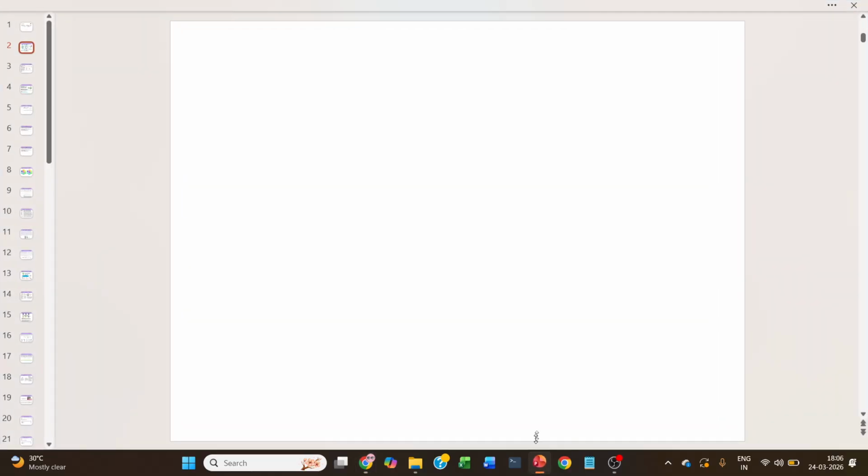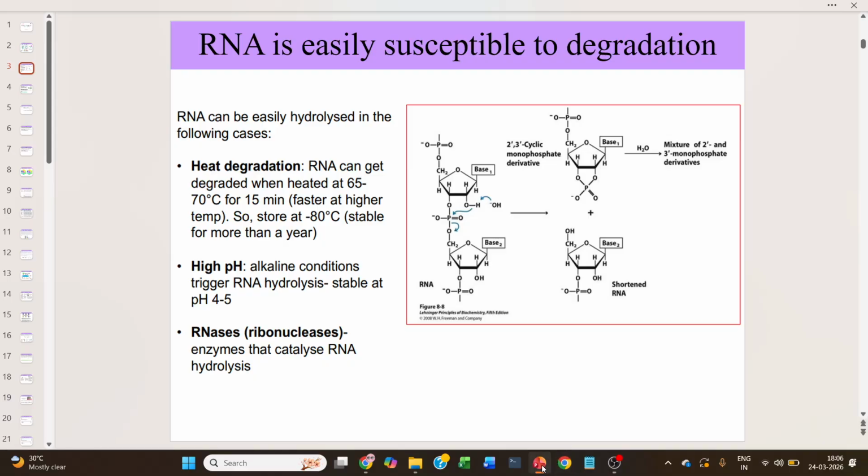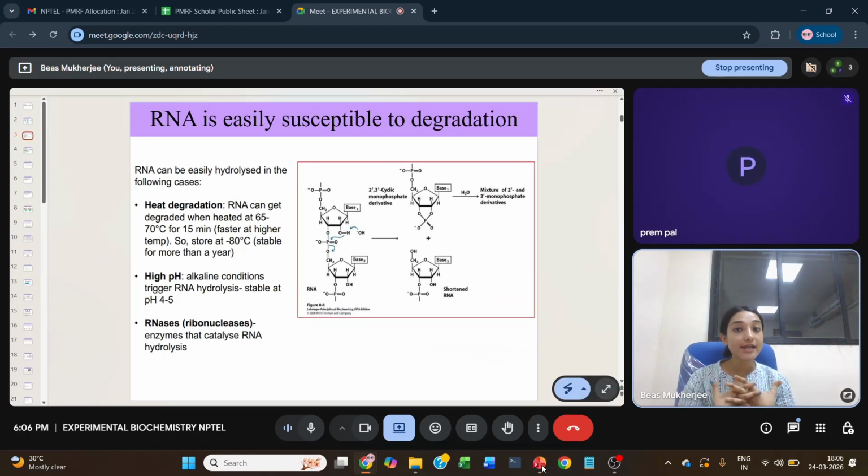Okay, now we will talk about why RNA is so easy to get degraded. Right, so if you look at this structure of RNA, you will see that at this particular position, RNA undergoes heat denaturation, and then denaturation under alkaline pH. Okay, and then there are these RNases. So let's see what happens. So RNA can be easily hydrolyzed in the following cases. One is heat degradation.